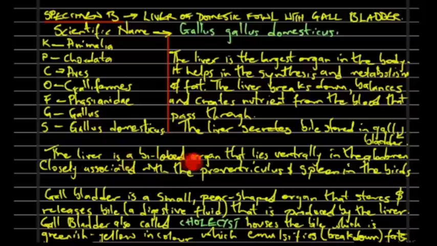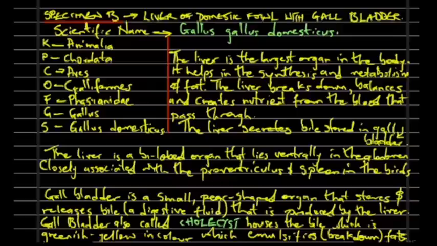So the liver is a bilobed organ that lies ventrally in the abdominal cavity, and it's closely associated with the proventriculus and the spleen in the birds. Looking at the gallbladder, it is a small pear-shaped organ that stores and releases bile, a digestive fluid. Yes, the bile is a digestive fluid that acts solely on the fat, and that is produced by the liver. The gallbladder is also called the cholecyst, and it houses the bile, which is greenish yellow in color, and it helps to emulsify or break down fat.